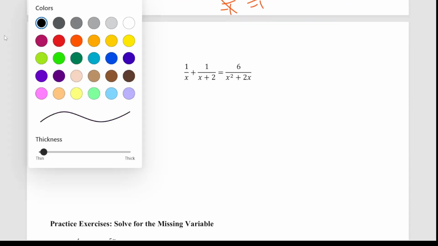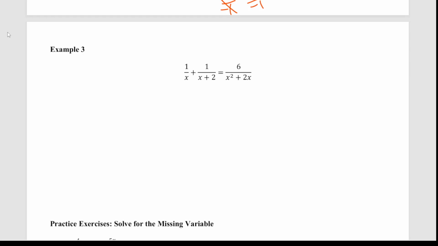Now before we jump into this next one, it's probably going to be best to go ahead and factor that original denominator. So we have 6 over x times x squared divided by x is x, 2x divided by x is 2. So that will actually allow us to recognize that the least common denominator is x times x plus 2.